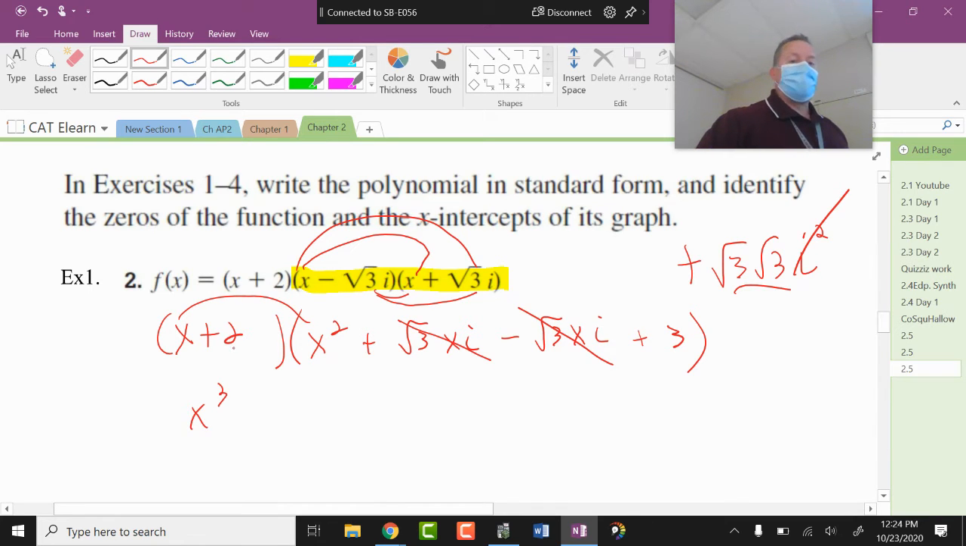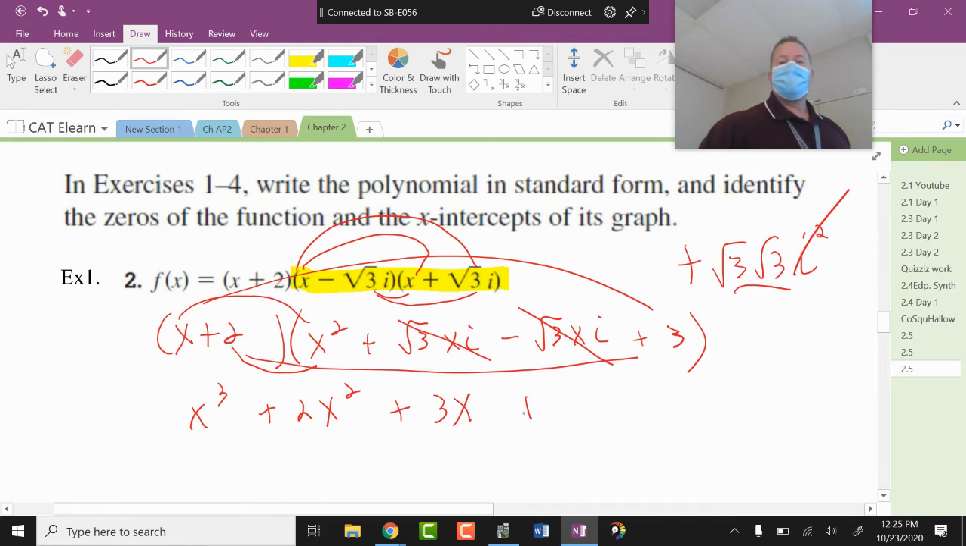I'm going to do a FIOL though. I'm going to do the inner next because I want this in standard form. FIOL instead of FOIL. Inner, then outer. Is my computer in the way? I'll back off into the corner. And then that's it.